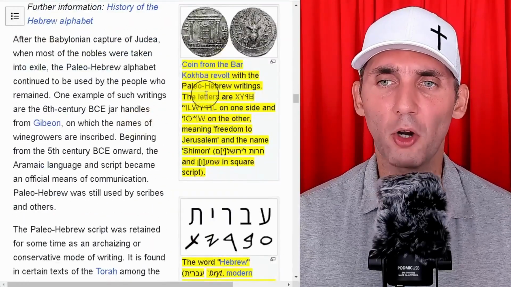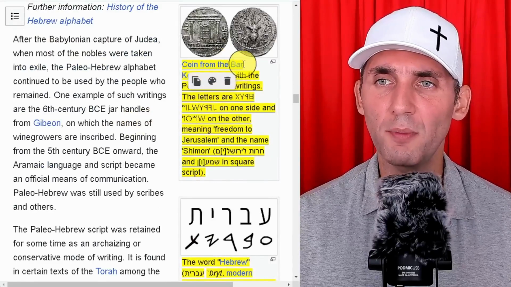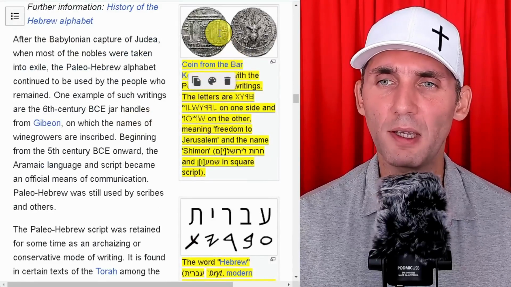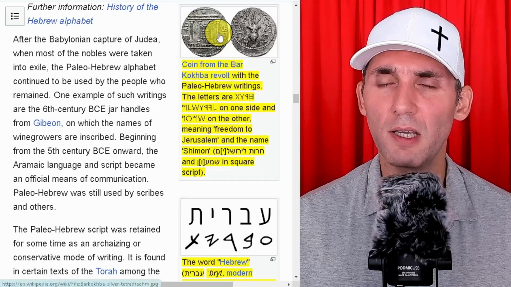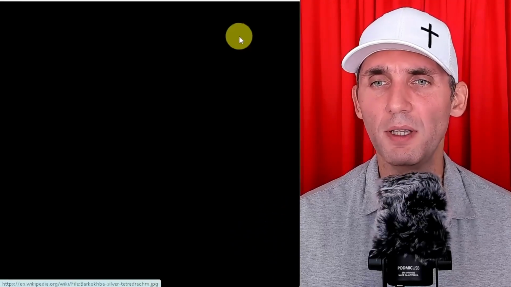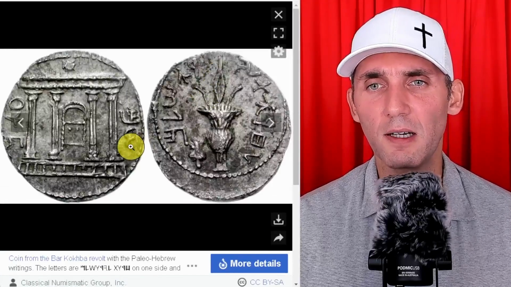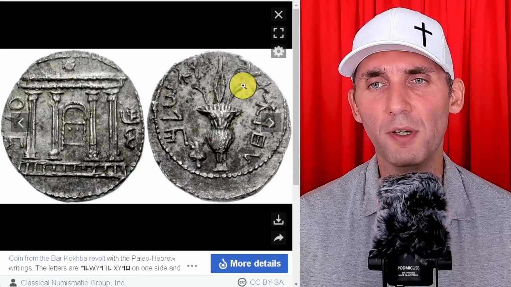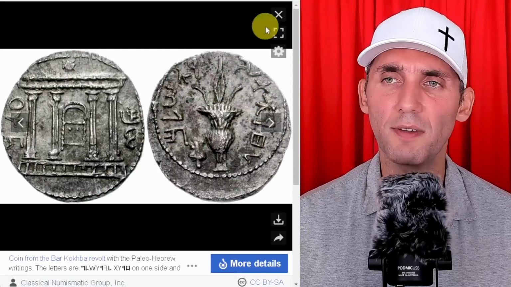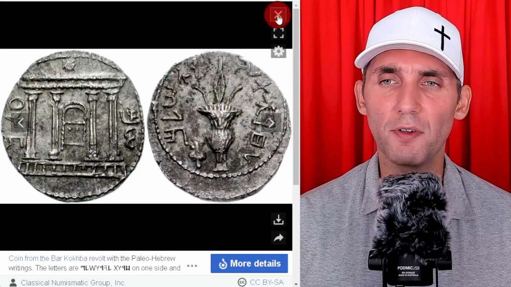This is a coin from the Bar Kokhba revolt, which is also very interesting because the Bar Kokhba revolt was like in the 2nd century, I believe, 140 AD or 110, something like that. But let's see what this coin looks like. You can see they have some original Paleo-Hebrew. Of course, some of the pronunciations, we'll talk about this in another place, like with the sacred name controversy.